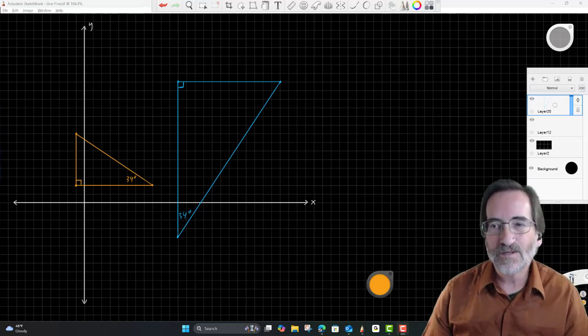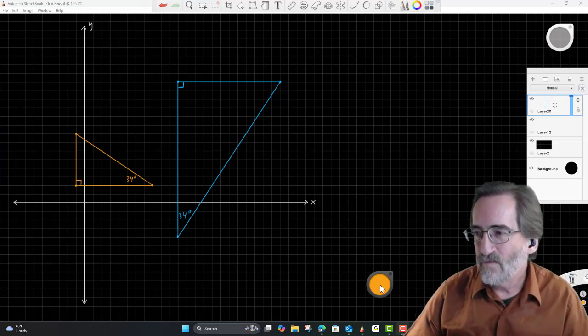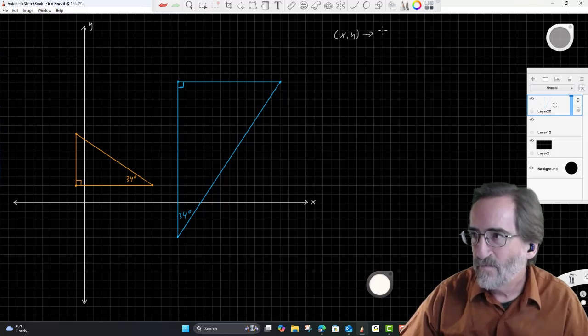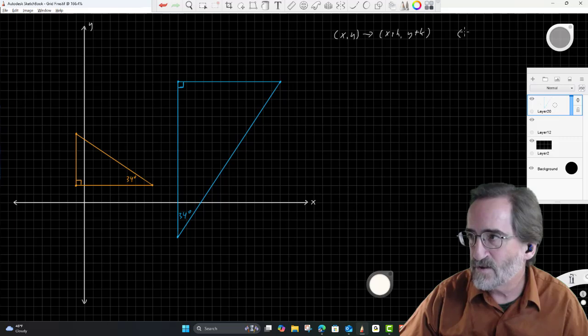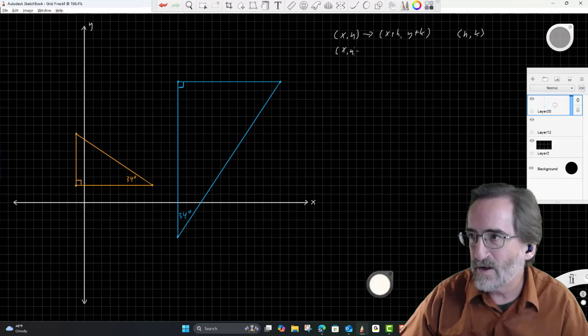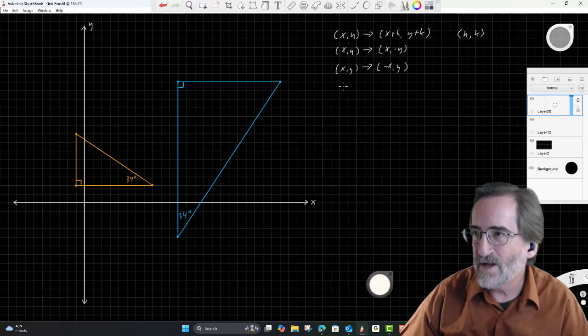There's translation, which is a slide, right? We can translate, or slide, by a vector. So (x, y) becomes (x plus h, y plus k), where the translation vector is <h, k>. Okay. We can reflect across the x-axis. (x, y) across the x-axis becomes (x, negative y). And reflect across the y-axis: (x, y) becomes (negative x, y). Those are reflections across axes.